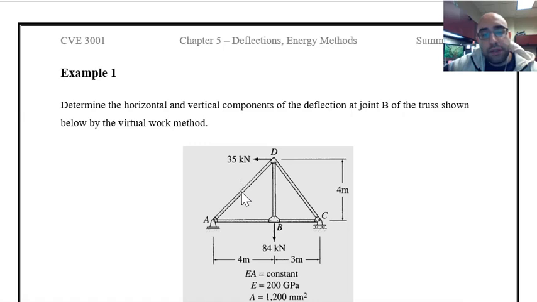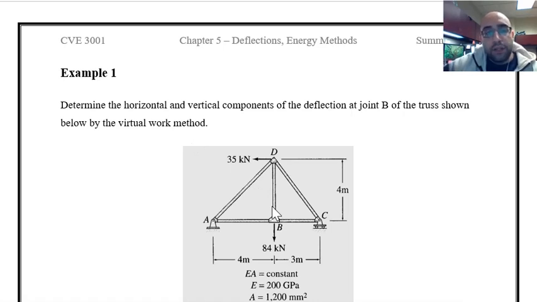So this one is this truss. We have a hinge support at one side and a roller support on the other side. We have 5 members in this truss, and as you can see, we have one horizontal load at point D and one vertical load at point B. The question is asking about the horizontal and vertical components of the deflection at joint B, this joint over here, and it is also asking us to use the virtual work method for solving the problem.